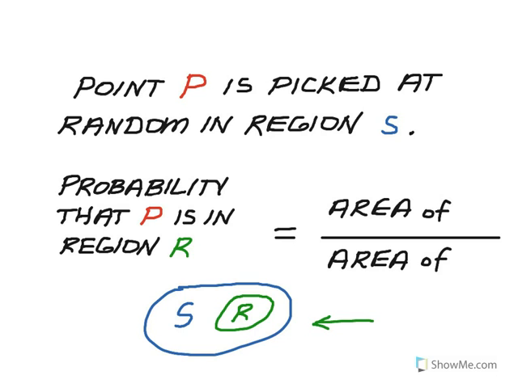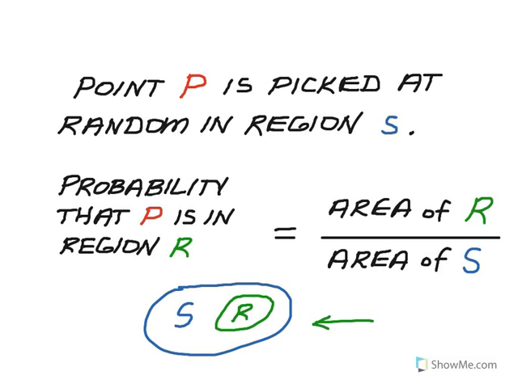So the probability of that is the ratio of the areas. It's the ratio of the area of region R over the area of region S. And again, I think that that makes logical sense. Obviously, the area that's inside of S but outside of R is much bigger than the area inside of R. So it's definitely less than 50%.